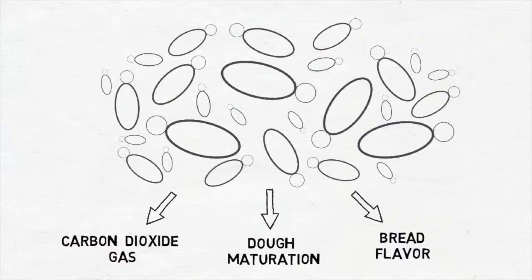Activated by moisture and carbohydrates, yeast is most active at 95 to 104 degrees Fahrenheit or 35 to 40 degrees Celsius. And it is inactivated at 140 degrees Fahrenheit, which is 60 degrees Celsius.